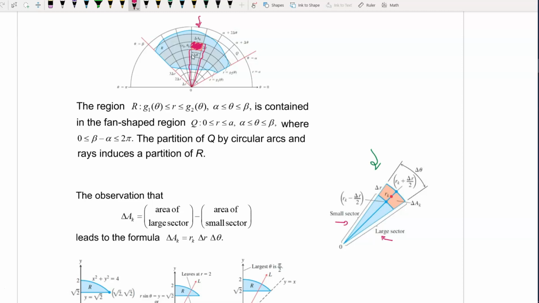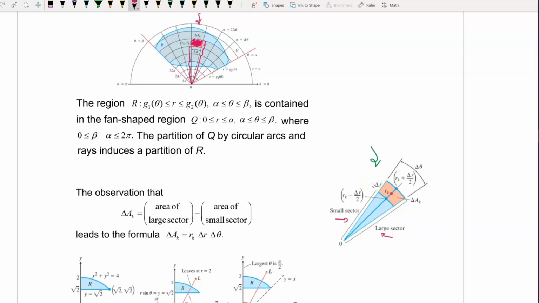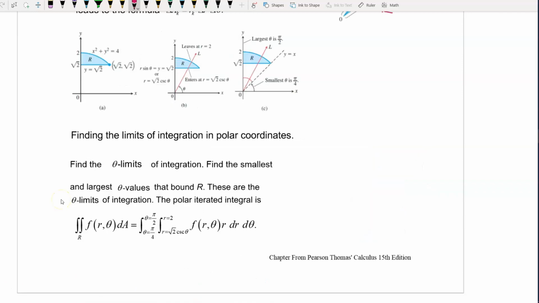Let's do the formula: delta A equals r times delta r times delta theta. Here is delta r, here is delta theta, and the same for this part. Find the limits of integration in polar coordinates. First find the theta limits of integration: find the smallest and largest theta values that bound region R. These are the theta limits of integration.